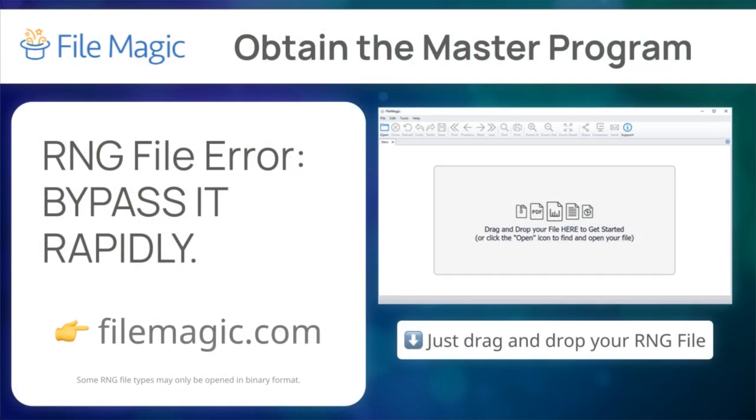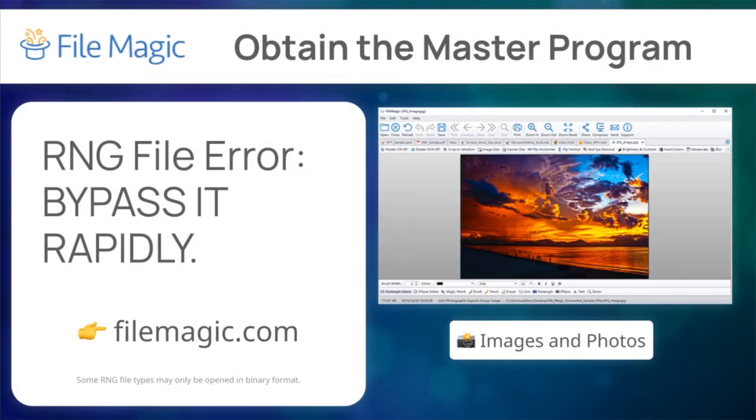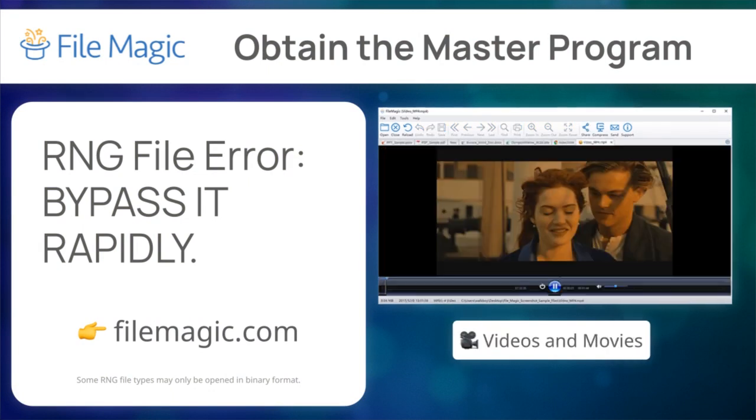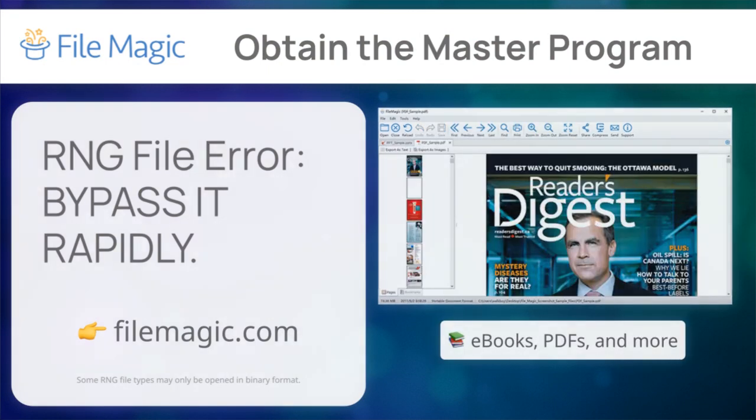Let's take a preventative approach first. A universal viewer can often read an RNG file even if its header is corrupt. Stay tuned for more info on my specific software suggestion.